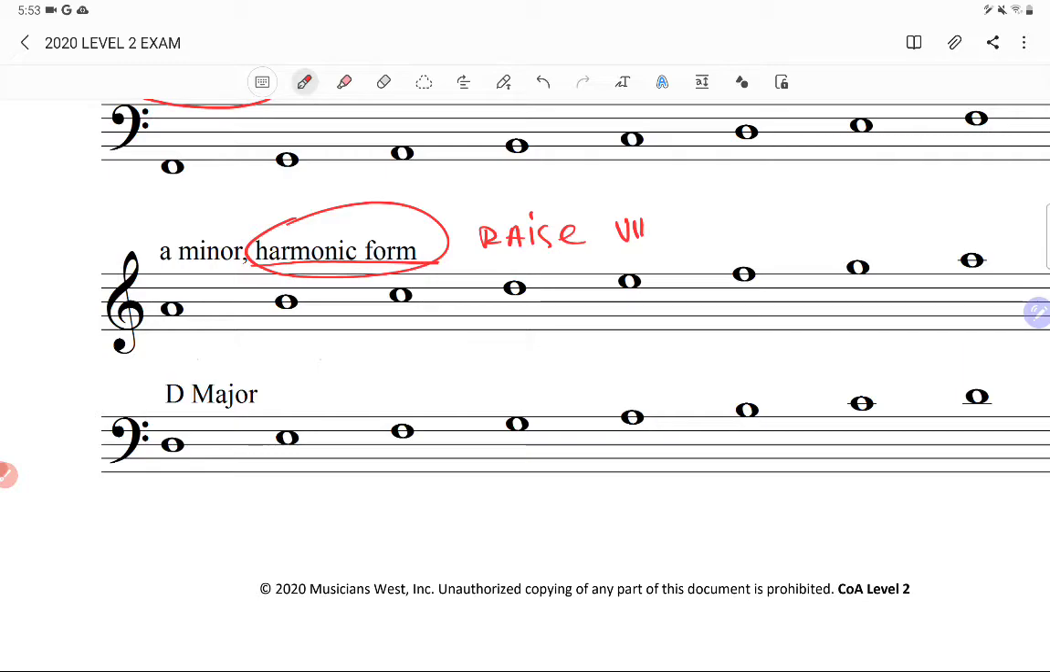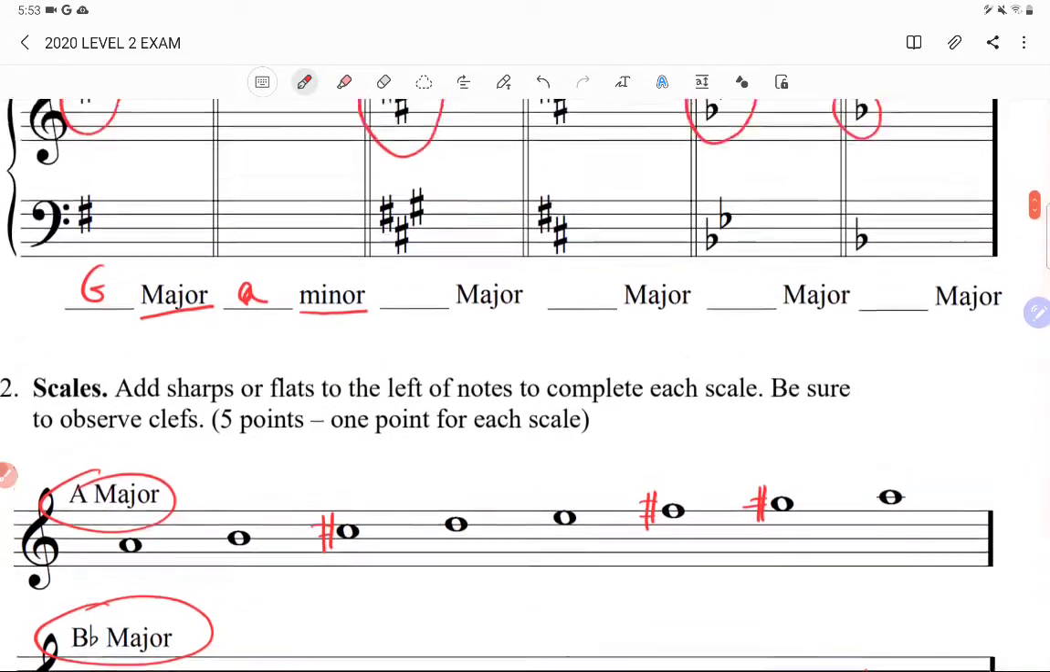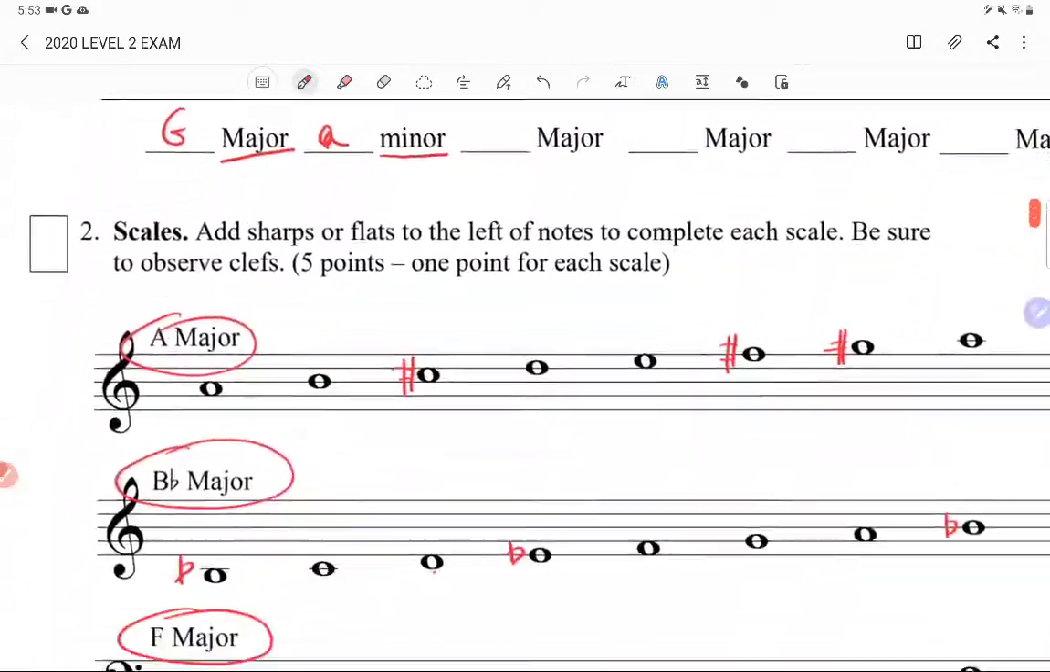So let's count what is the 7th step here. That's 1, 2, 3, 4, 5, 6, 7. Aha! So what we should do, we should raise this one, okay? Put a sharp in front of that. So here's the natural scale. And here's harmonic. Right? Okay, I hope you can do the D major by yourself. Remember, you're starting on D, the next note is E, and again, you will need the circle of fifths to help you figure out the rest.